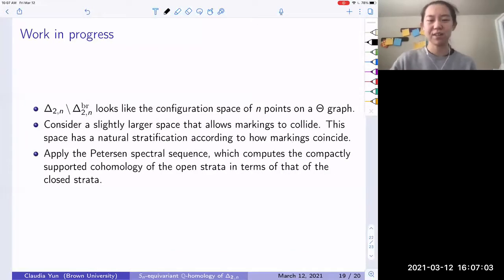And once we have this stratification, we can apply this technique developed by Dan Petersen of a particular spectral sequence, which computes the compactly supported cohomology of the open strata in terms of that of the closed strata. So in this setting, what we're interested in is the cohomology of the open stratum, where none of the marked points are colliding with each other, in terms of information on the closed strata where the points are indeed colliding. And those spaces are easier to compute because there is a homotopy equivalence to the theta graph to some power, mod out by its isometry group.